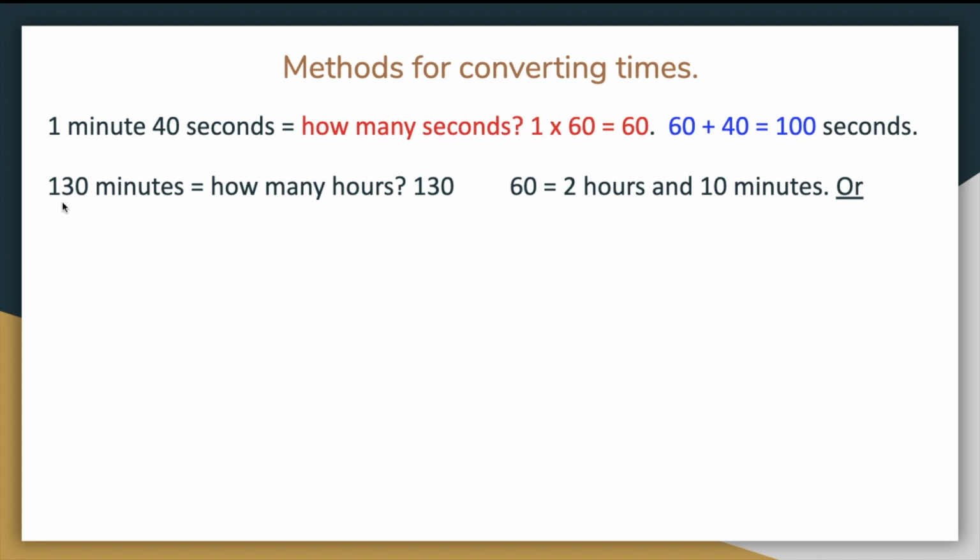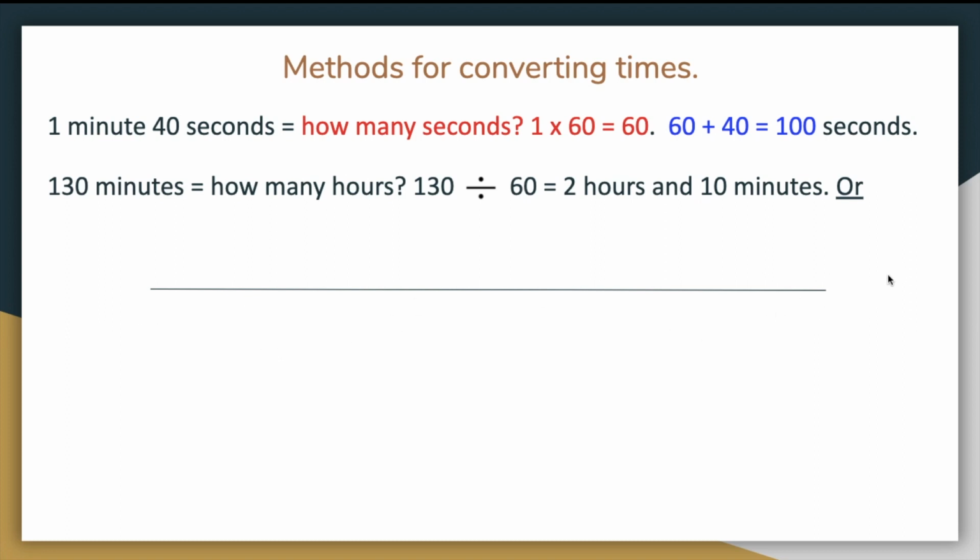This question is asking, if I have 130 minutes, how many hours would that be? I could do 130 minutes divided by 60, which is how many minutes there are in 1 hour, to get 2 hours and 10 minutes. But that might be a little bit tricky. The other method I could use for that question is using the jump strategy on a number line.